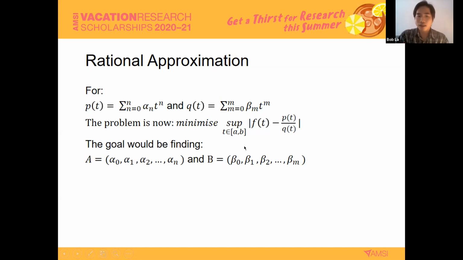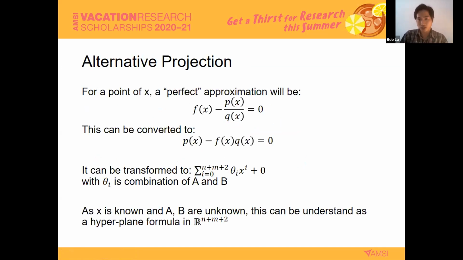The way we did it, we use alternating projection. To explain it a bit more easily, instead of having a whole range from a to b, which is the range we try to approximate, I take just one point, which we call the point x. A perfect approximation will have f(x) minus P(x) over Q(x) equal to 0. After we convert it into the final transformation, it is a linear formula. So basically, it is calculable. We can calculate it.